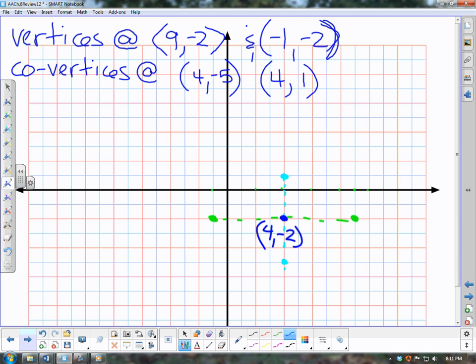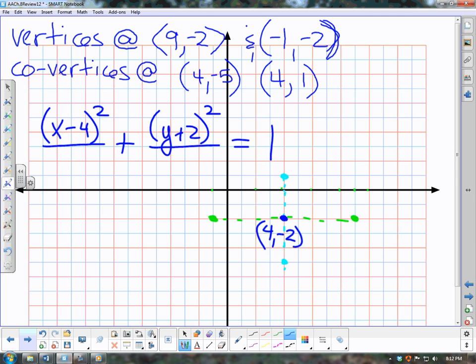And it is an ellipse, so we have a plus sign in between to equal 1. And up here we're going to have x minus 4 squared and y plus 2 squared. The value of a would be the distance from here to there or there to there, and that is 1, 2, 3, 4, 5. So then 25 would go underneath, and the value of b is the distance from here to there, which is 1, 2, 3, so 9 would go there. And there's your equation.